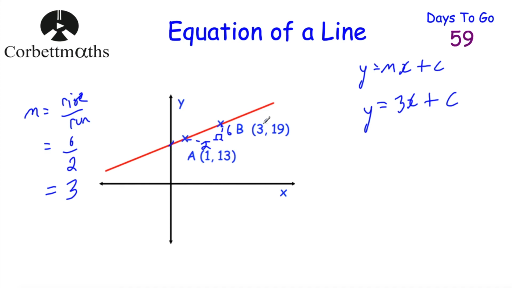Another approach is to consider one of the points the line passes through. Now we've got a choice of 2 here. We can choose point B or point A. Now I'm going to choose point A and I'm going to label the x coordinate as 1 and the y coordinate as 13. So let's substitute those in.